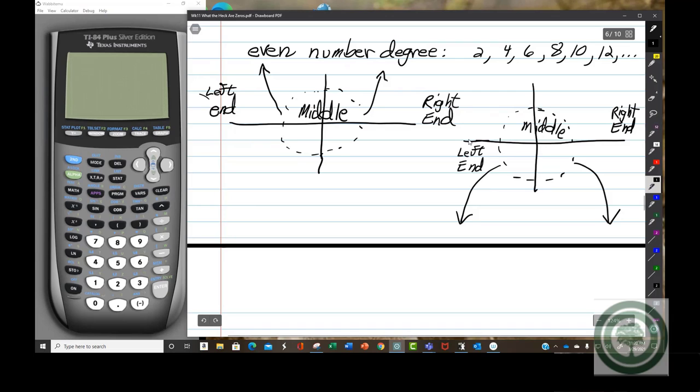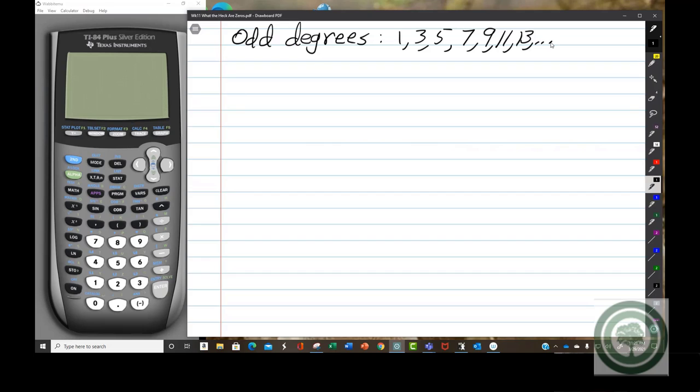And what if the degree is odd? That is, what if the highest power is an odd number? Like 1, 3, 5, 7, 9, 11, and 13, and so on, forever and ever. An odd number is a number that two does not go evenly into. Well then, we can make a guarantee about end behavior.